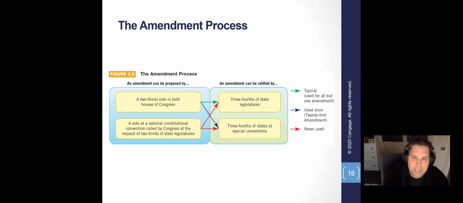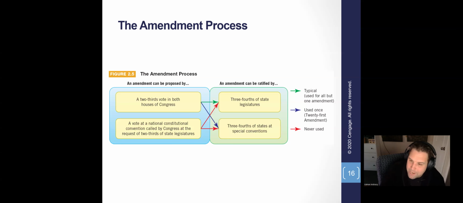So the most typical way of doing it is a vote by both houses of Congress with passage of the amendment by 3/4 of the state legislatures. That was used for all but one of the amendments at this point. The other option, used for the 21st Amendment, a vote of 2/3 by both houses of Congress and 3/4 of the states approved the passage of the 21st Amendment at a special convention. But there's never been a national constitutional convention as yet to change the Constitution.